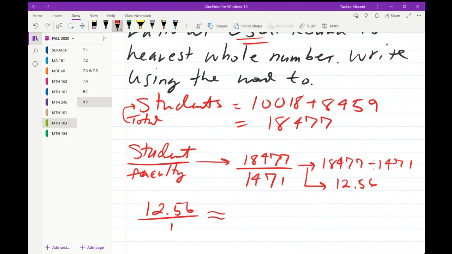Remember, they want us to round to the nearest whole number. So 12.56 will be 13. Then they want us to write it using the word to. So it's a 13 to 1 ratio.